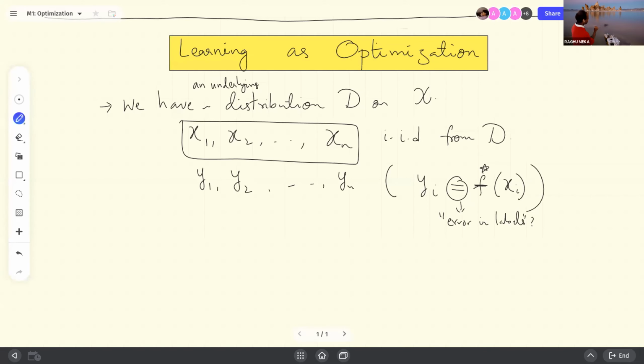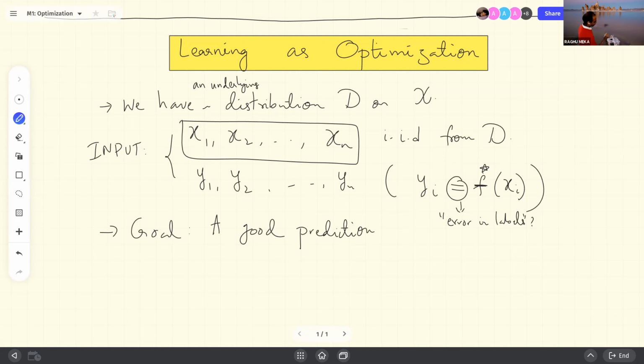So, these are our input, and our goal is a good prediction function h. And we also have an assumption on where this unknown function is coming from. Okay.